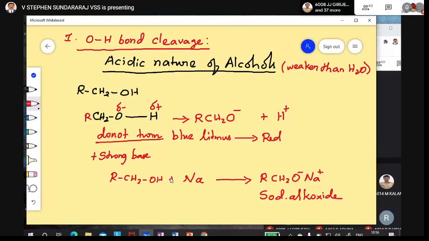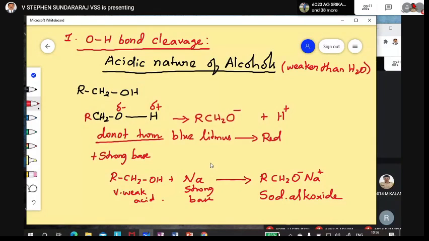It reacts with a very strong base because it is a very weak acid. So in the reaction, what has happened? The proton, H plus, is given out. This reaction can also be carried out with very highly concentrated sodium hydroxide, and sodium alkoxide is formed. That is the reason we say that it has an acidic nature. But how can I say that it is weaker than water?